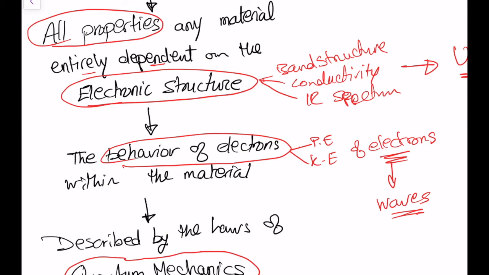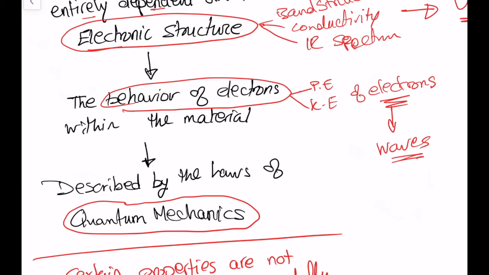How can we get the electronic structure? By knowing the total energy of the system, which is the potential and the kinetic energy. How can we derive those energies? Which is using quantum mechanics by solving the Schrödinger equation. Solving the Schrödinger equation will give you the energy, and once you have the energy, you have all the information you need to know about your system.